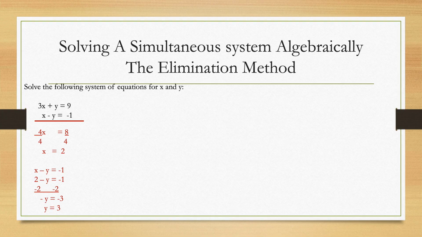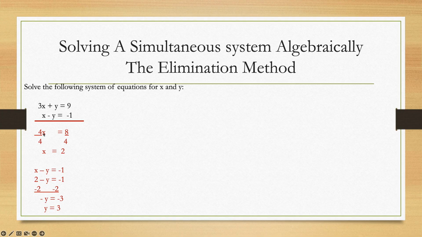Now, oh, look at that. I forgot to animate this guy. So what I'm going to do now is just leave this on here, talk through it a little bit, and make sure you can get it. Okay, so 3x plus y equals 9, x minus y is negative 1. I already have these paired up.